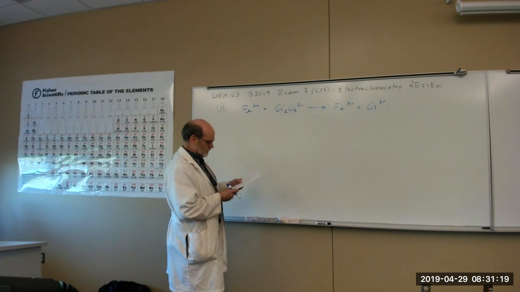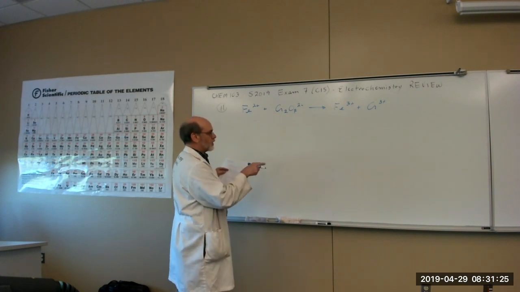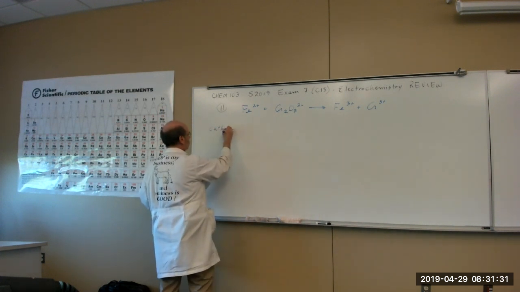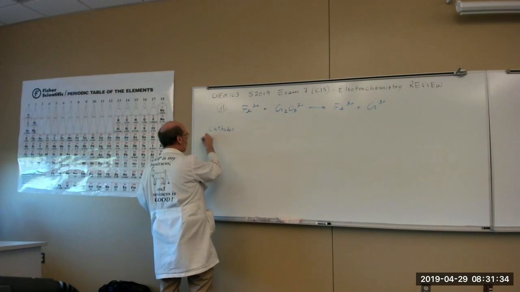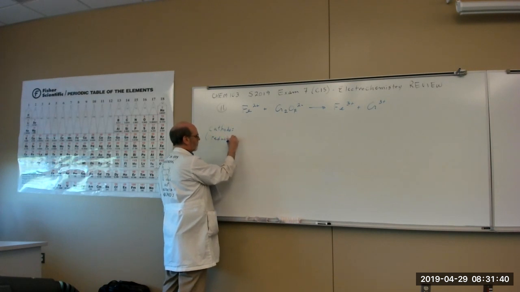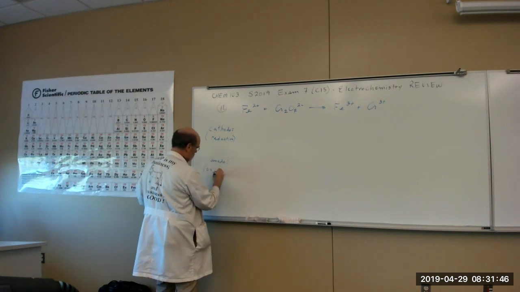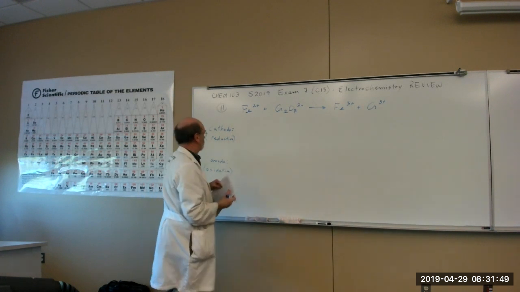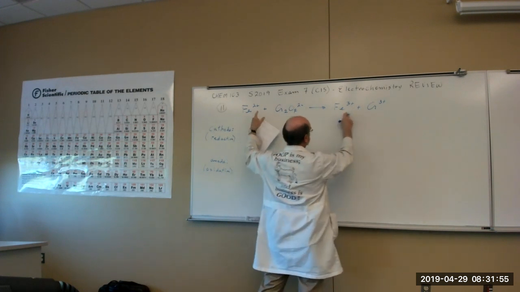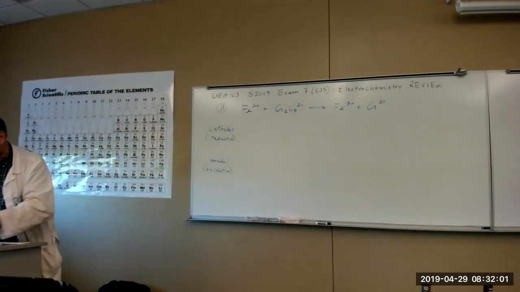Okay, so calculate the voltage of the standard cell carrying out this reaction. Right, in order to do that, we need to know which one's the cathode and which one's the anode. And just as a review, what happens at the cathode? Reduction. And the anode then would be oxidation. Okay, so these are easy. 2 plus, 3 plus, 3 plus, 2 minus.